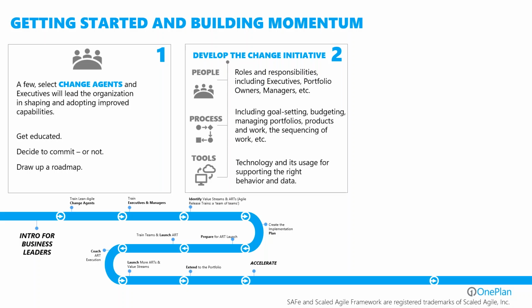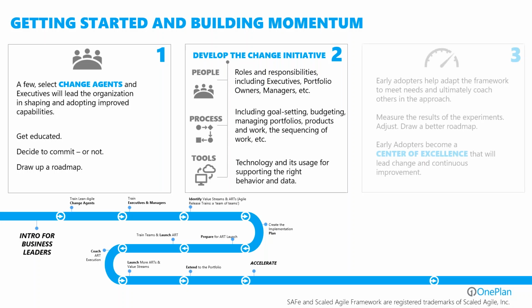Let's turn this into a real program, a real change initiative. So like any other change initiative, you've got people, process, and tools elements. How are we going to run this thing as a well-oiled machine? I'm going to need technology for visibility. I'm going to need processes for tracking and implementing change.